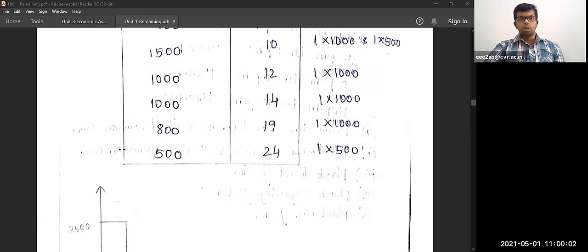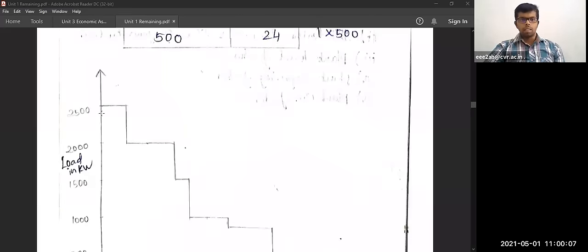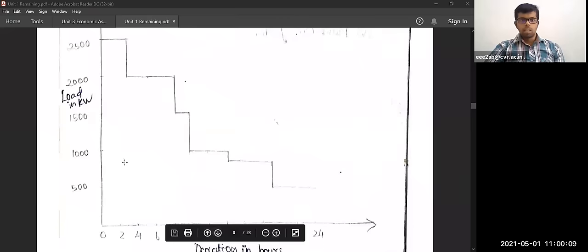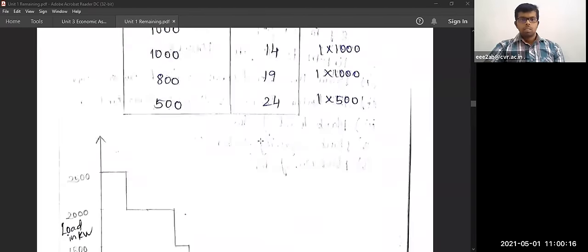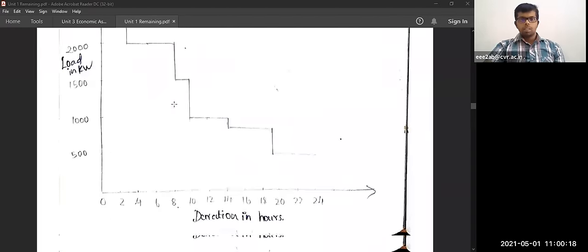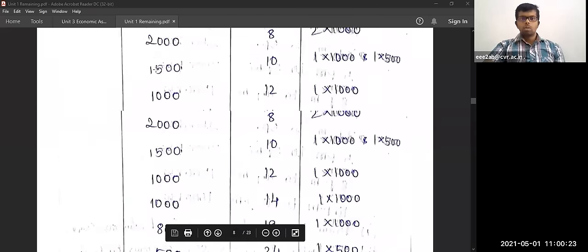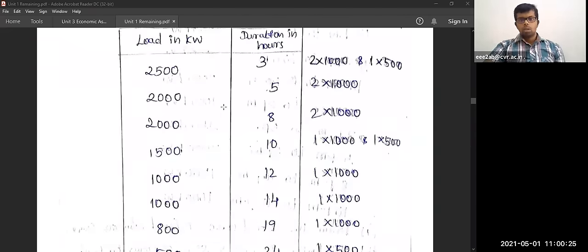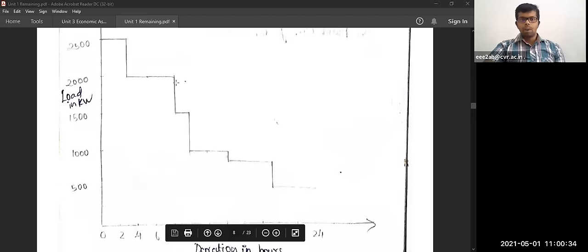So now we have to plot. 2500 for 3 hours. So 2500 kilowatt for 3 hours, up to 3 hours you have to plot. Next, again 2000 for 5 hours, so you just extend up to 5 hours. Again 2000 for 8 hours, so you can combine here. So 2000 kilowatts are there, and this remains for 8 hours.